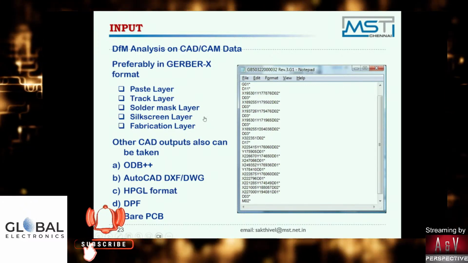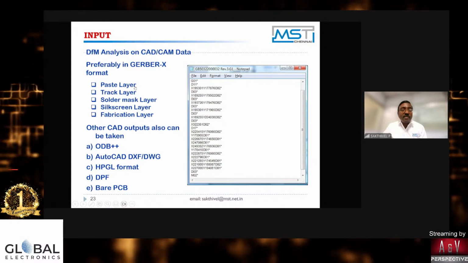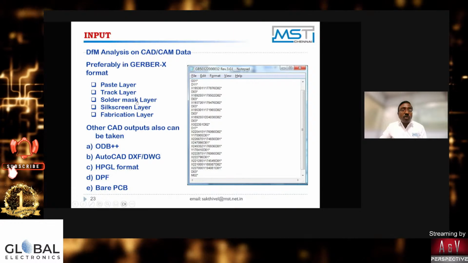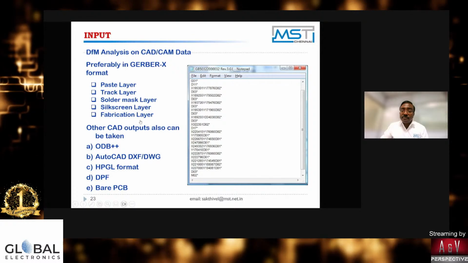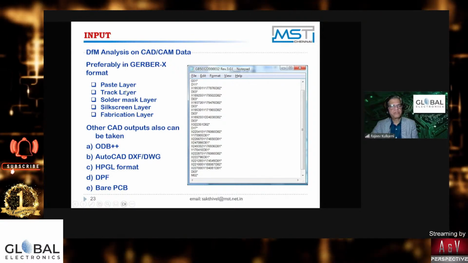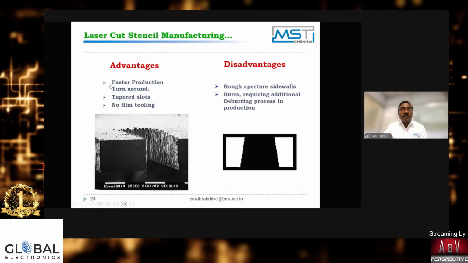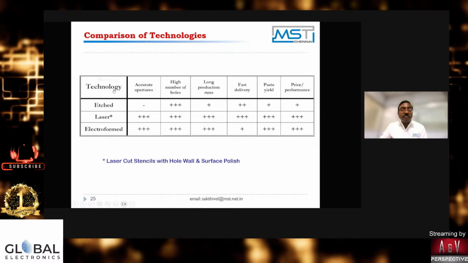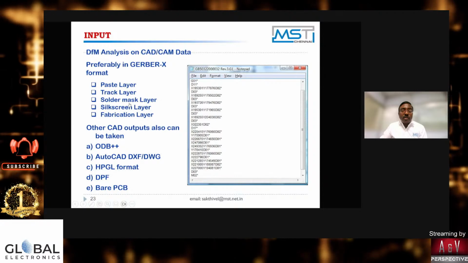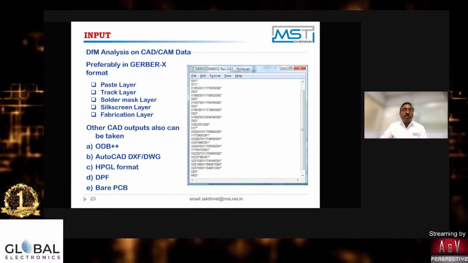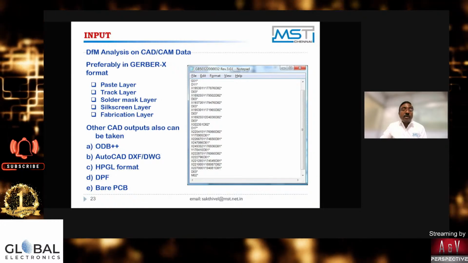I usually recommend my customers provide me not only the paste layer, but also the track, solder mask, the legend, which is the silk layer, and the fabrication layer. Having all these different layers, we can prepare a customized stencil opening so that we can address this straight to the point. We can predict the process issues which may occur during the printing, so we can address them.